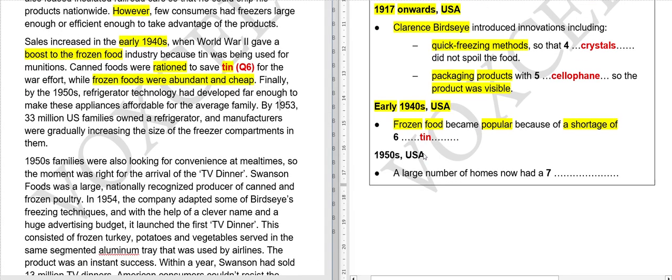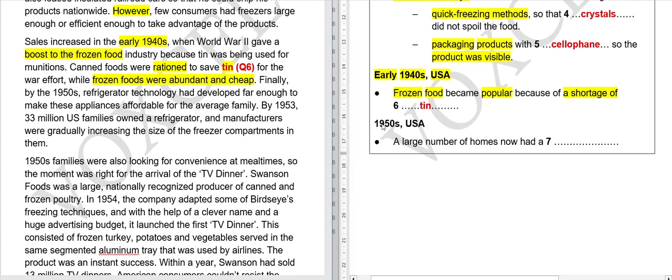Moving to the last blanks. 1950s USA. So we have to find 1950s. A large number of homes now had a dash. So we have to find a large number of homes. It could be written a lot of homes, a higher number of homes, something like that. Now had a something. So a means something singular without S or ES. So we have to write some countable singular thing.